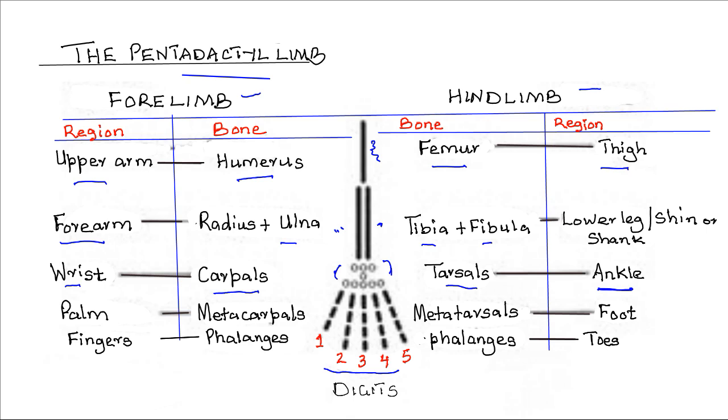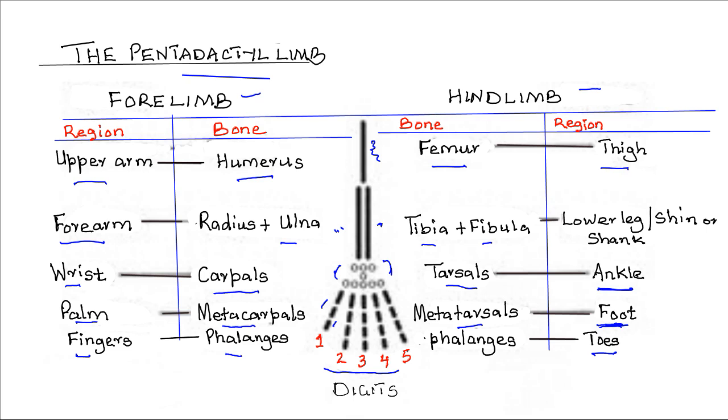Then the number of small bones that are joined end to end. In the upper part, they make up the palm, and the bones are known as the metacarpals. And in the hind limb, they make up the metatarsals that is found in the foot region. Then at the distal end, we have the bones that make up the phalanges, which we call fingers in the forelimb, and we call them toes in the hind limb.